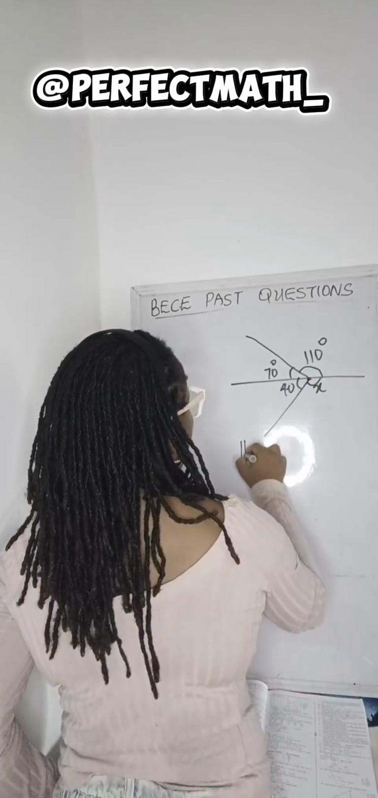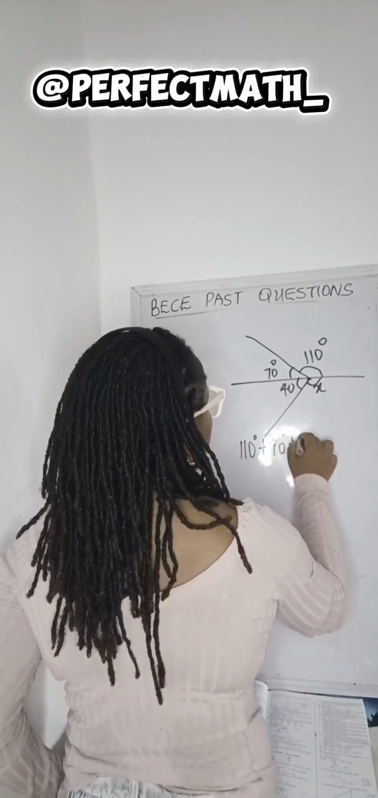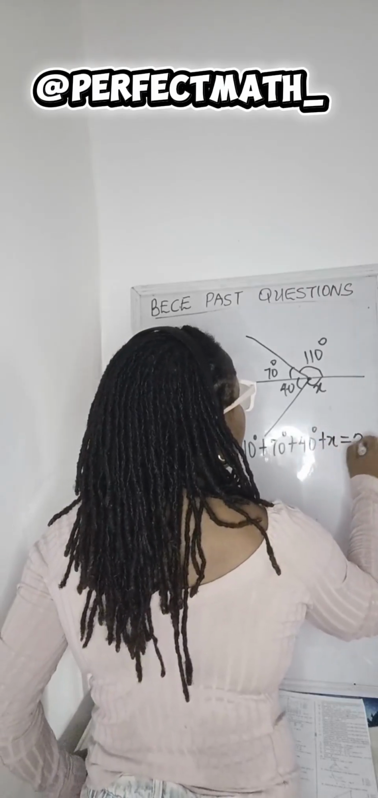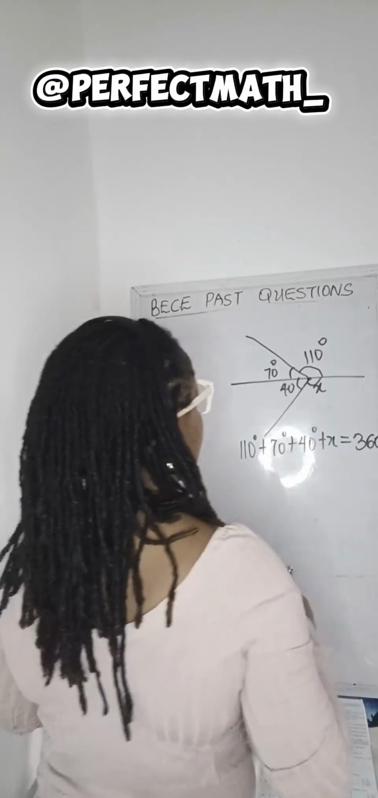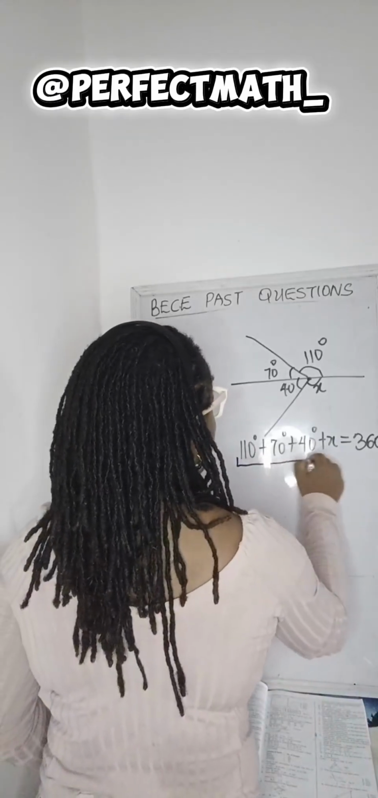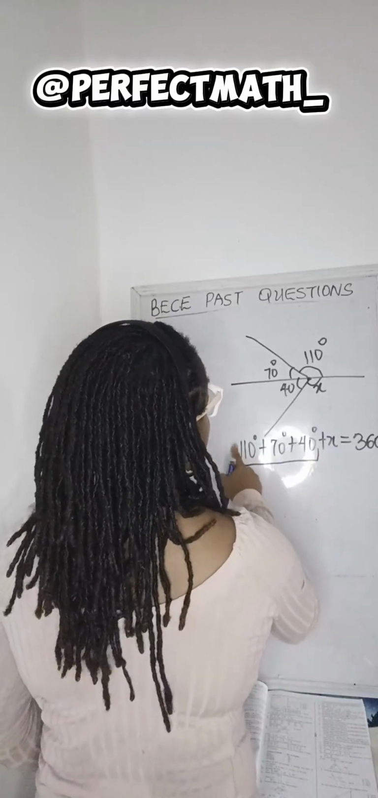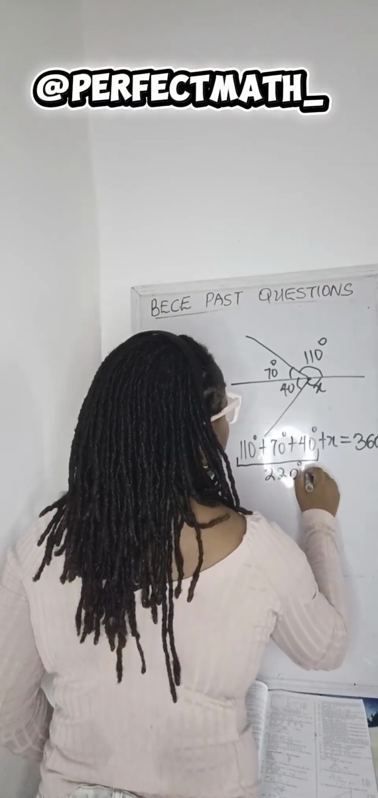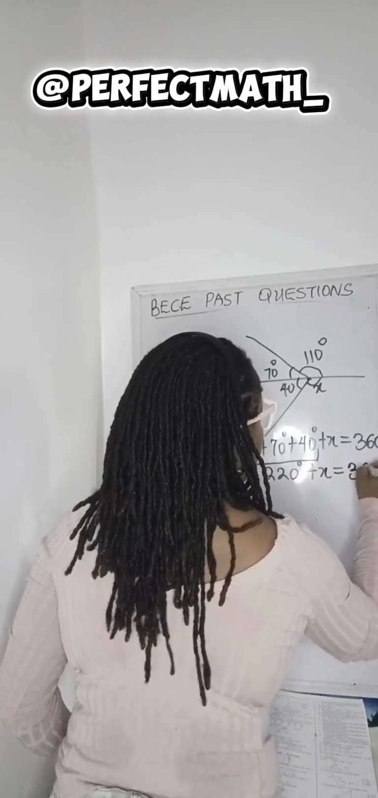So we have 110 plus 70 degrees plus 40 degrees plus x equals 360. Why? There are angles at a point, sum of angles at a point. So let's add up these guys here. 70 plus 40 is 110. 110 plus 110 is 220. 220 degrees plus x equals 360.